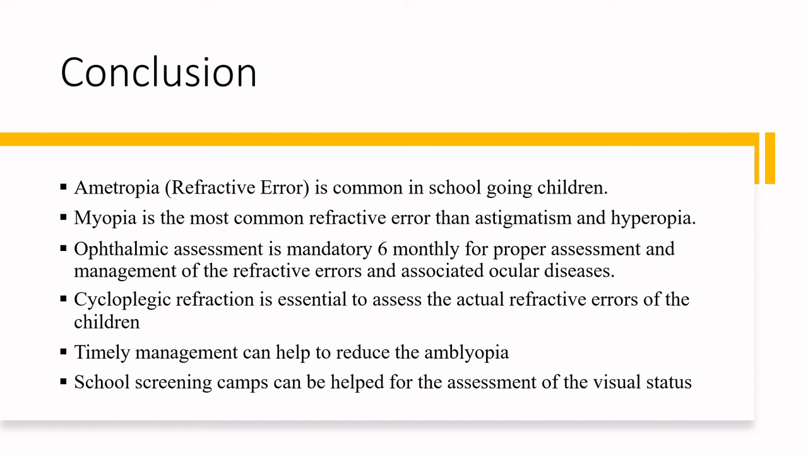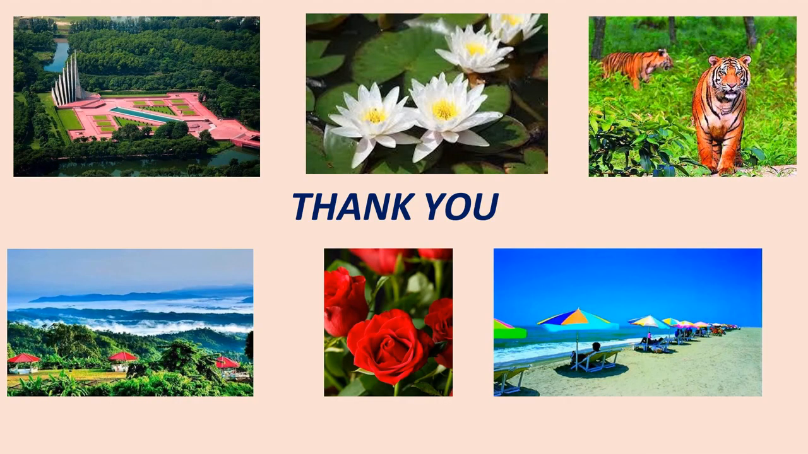Myopia is the most common refractive error, more than astigmatism and hyperopia. Ophthalmic assessment is mandatory every 6 months for proper assessment and management of the refractive errors and associated ocular disease. Cycloplegic refraction is essential to assess the actual refractive errors of the children. Early detection and timely management can help to reduce amblyopia. School screening camps can be helpful for the assessment of the visual status. Thank you all.